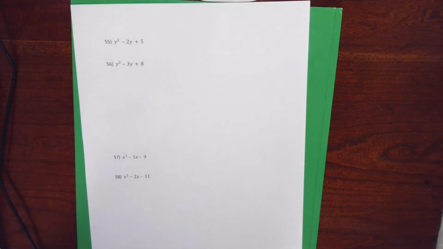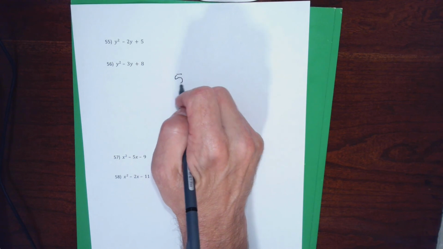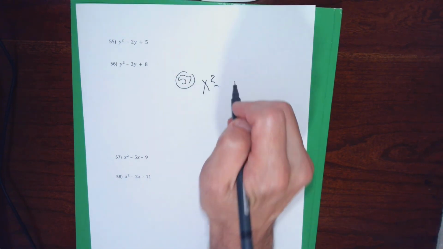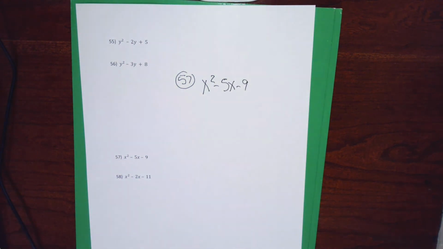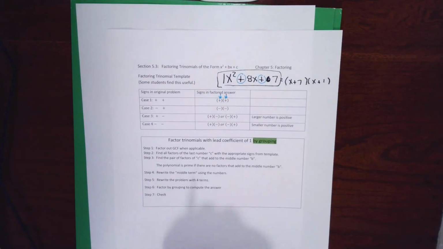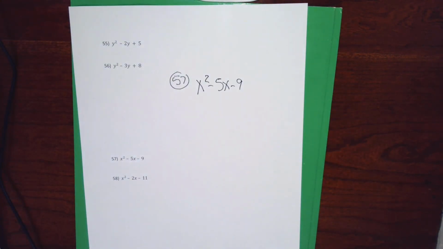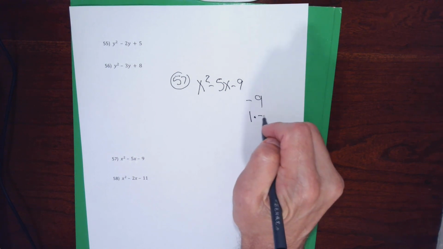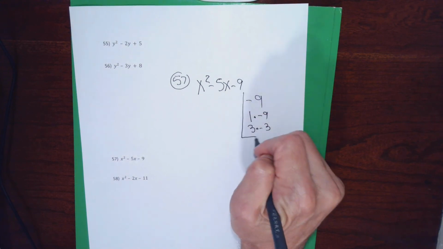One more and then we'll move on to our part 3. Let's do 57. 57 wants me to factor x squared minus 5x minus 9. Bottom row of my template, so I need plus and minuses with the smaller number positive. So for my minus 9, I need either a plus 1 and a minus 9, or a plus 3 and a minus 3. Those are the only ones that fit.